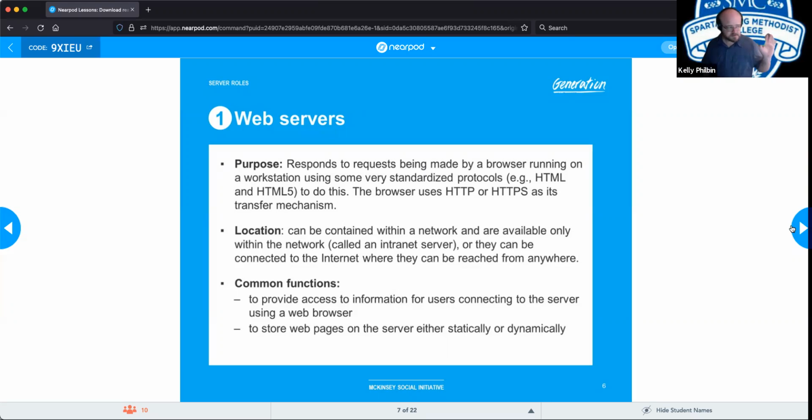You can either store these websites statically or dynamically. Statically, where they do not change, it's basically just a page for information, or dynamically, where they are constantly changing and being updated.